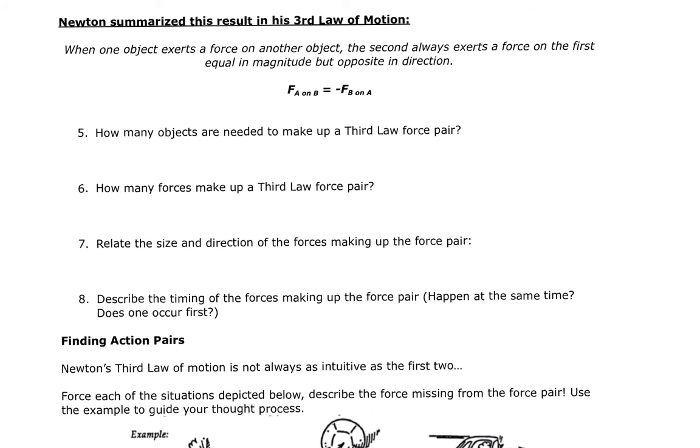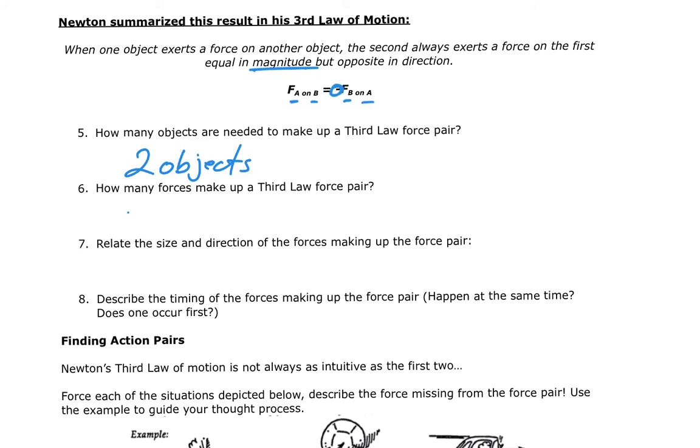What this is saying is that the force of object A on object B is the exact same size, so magnitude just means size, as the force of object B on object A, just opposite direction. That's what that negative sign means there. So if we look at how many objects are needed to make up a third law force pair, we need 2 objects, okay? We absolutely have to have 2 objects, and only 2 objects. We can't have 3 objects. That's one of the most common mistakes, is that people try and bring in a third object, and there is no third object to bring in, okay?